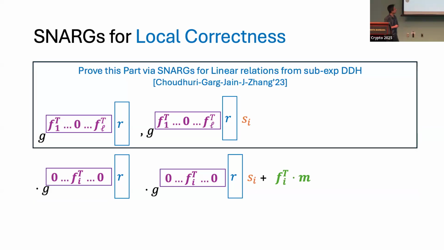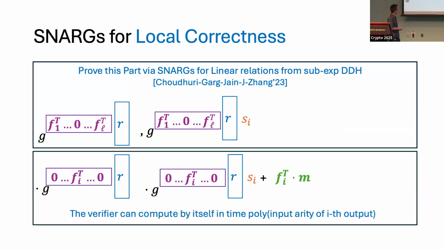And then we observe that the first part of the ciphertext is indeed a linear relation. So we can use a SNARK for linear relation from the previous work to construct a SNARK for it. And for the second part of the ciphertext, we observe that the verifier can compute it by itself. So this is a high-level idea of how we achieve local correctness.